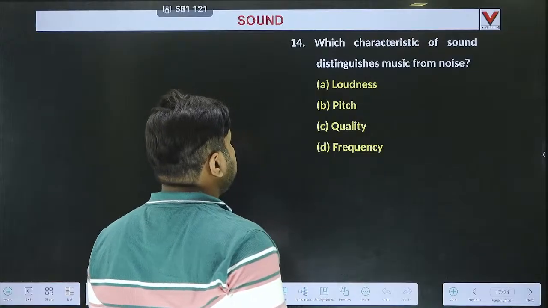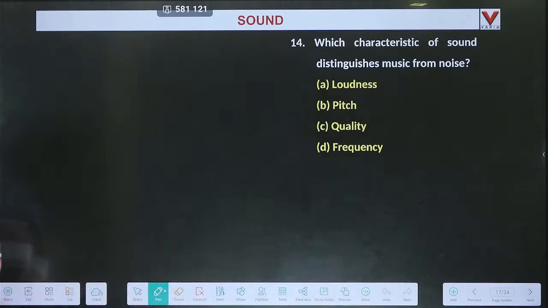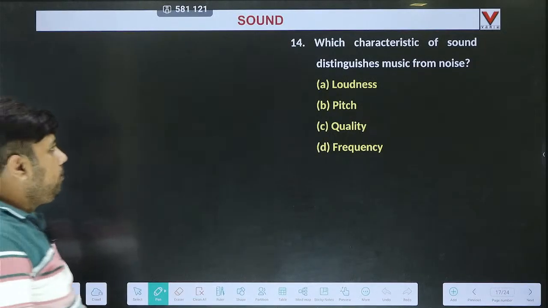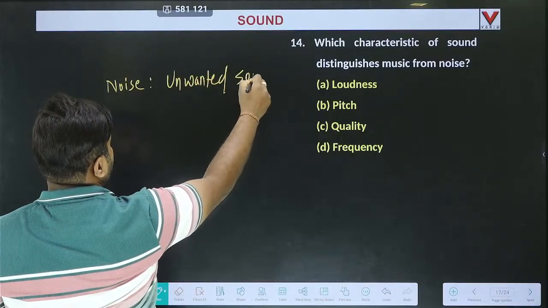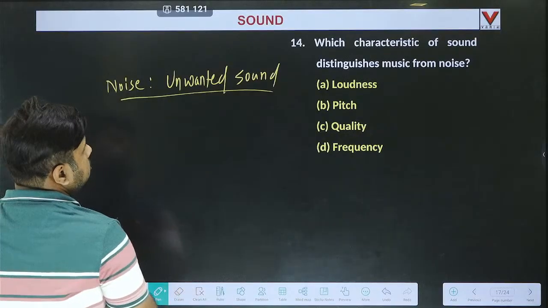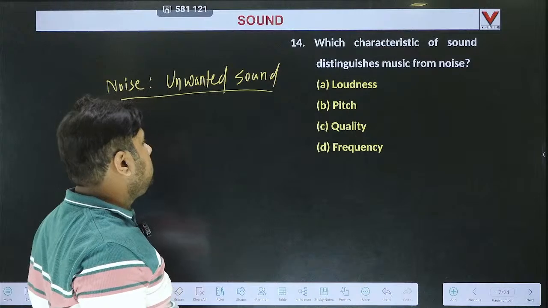Which characteristic of sound distinguishes music from noise? Any unwanted sound is called noise. So which characteristic differentiates them? Definitely it is quality. The characteristic of sound that distinguishes music from noise is called quality of a sound.